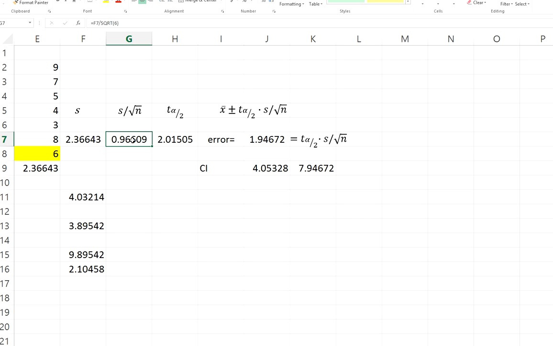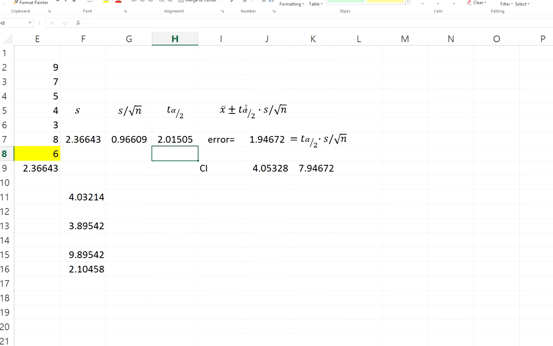S over square root of n is the standard error of the mean. And then t alpha over 2 I obtained by using TINV 0.1 with degrees of freedom 5, because I have 6 observations. It is 5 degrees of freedom, and 0.1 because it is a 90% confidence interval. I do not need to divide by 2 because for the t distribution the program takes care of that.